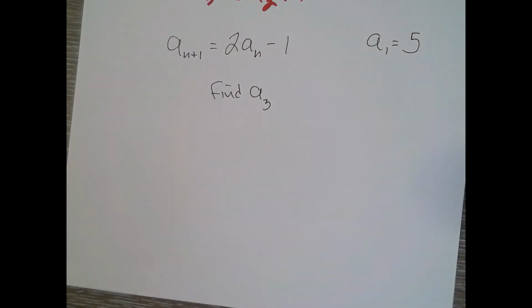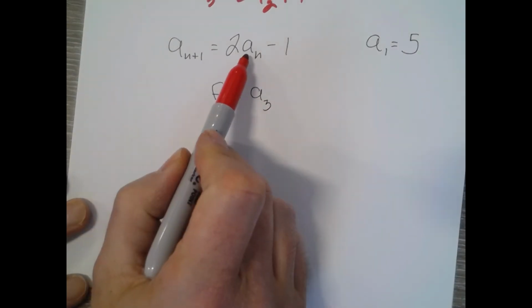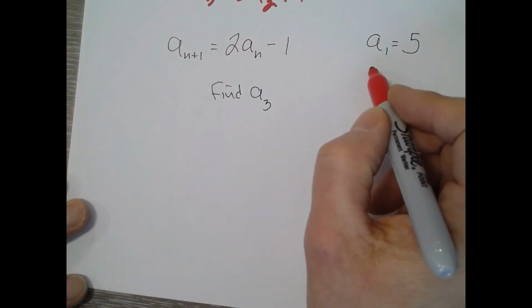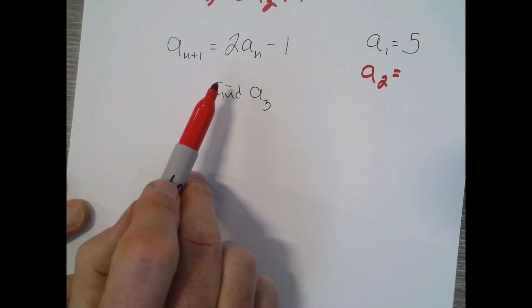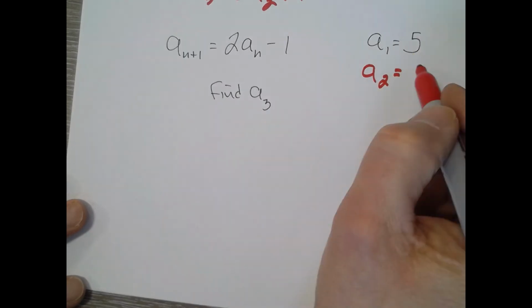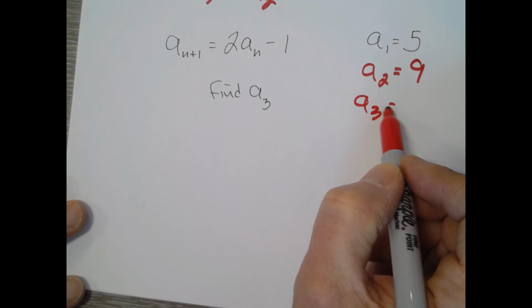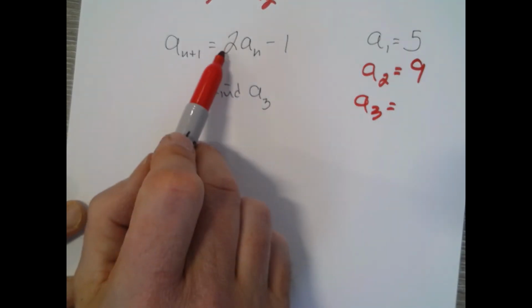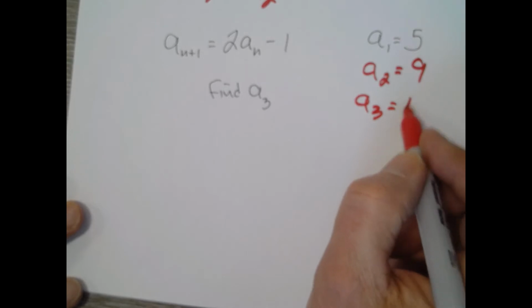All right, so to find the next one, we have to do 2 times the current one minus 1. So we have to first find out what a sub 2 is. So 2 times the current one, so 2 times 5, so 10 minus 1, we get 9, right? And then to find out what a sub 3 is, we take 2 times the current one. So 2 times 9 is 18, minus 1, we get 17.